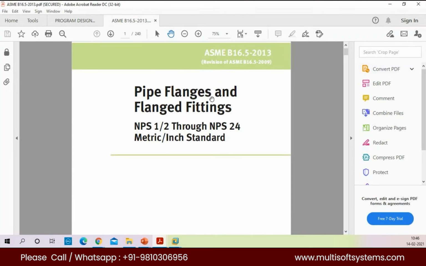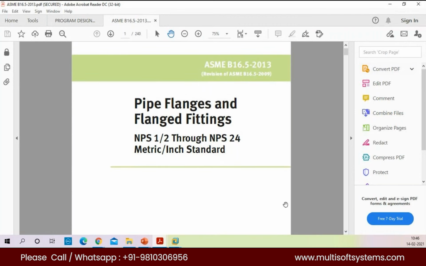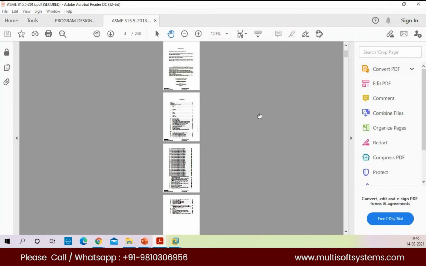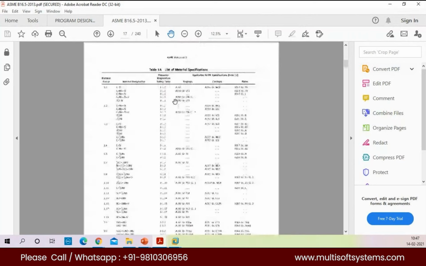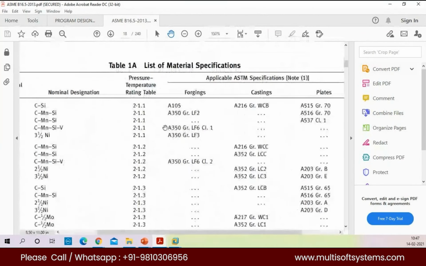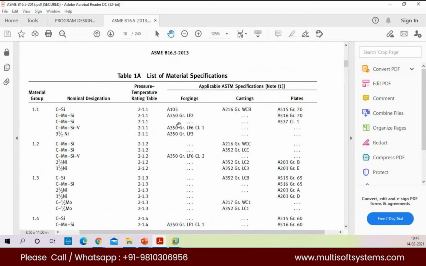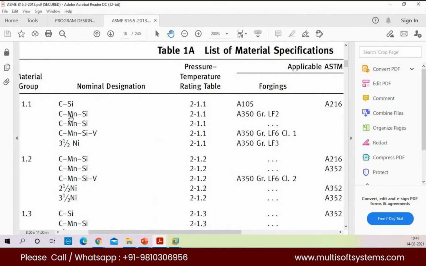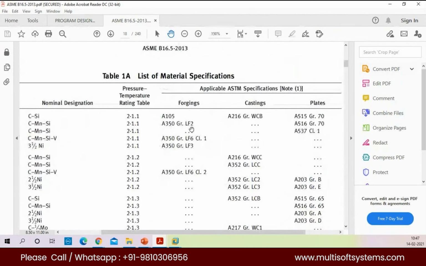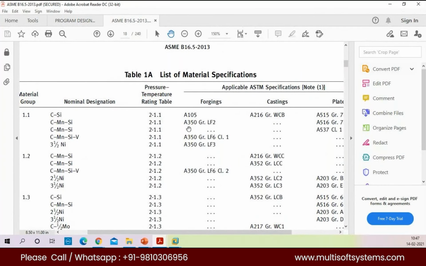So for flanges, the code book is ASME B16.5. If you go inside this code book, you see there are groupings: forging, casting, and plates. If you see here, there are different designations. C, Si, that means carbon, silicon, manganese, or vanadium. This combination creates this material. So A105 is a combination of carbon and silicon. A350 grade LF2 is a combination of carbon, manganese, and silicon. So like that, the combinations are there.